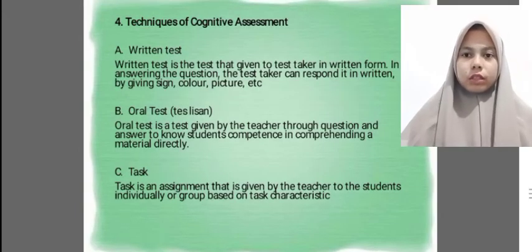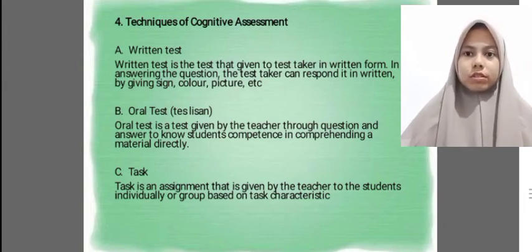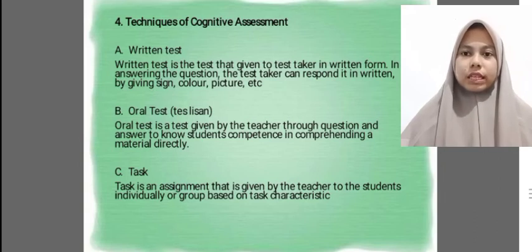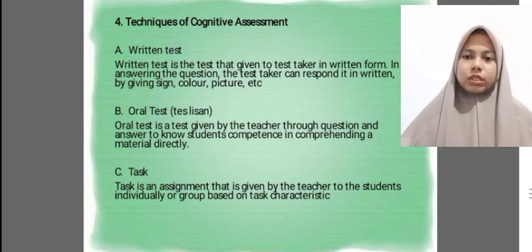Number 4. Techniques of cognitive assessment. A. Written test. A written test is a test that is given to the test taker in written form. In answering the question, the test taker can respond in writing, by giving a sign, color, picture, etc. B. Oral test. An oral test is a test given by the teacher through question and answer to know students' competence in comprehending a material directly. C. Test in an assignment, that is given by the teacher to the students individually or in groups based on the test characteristics.